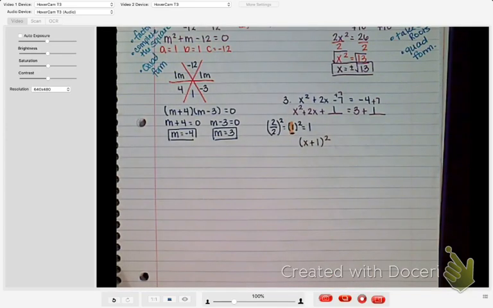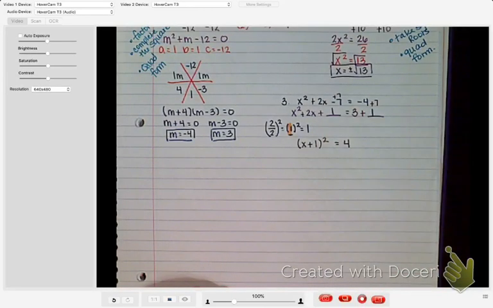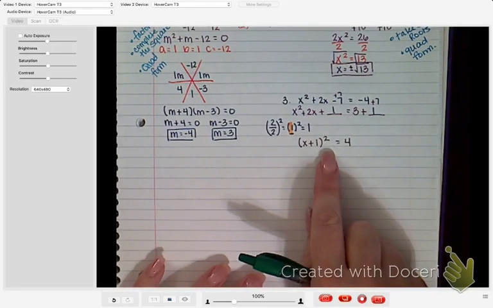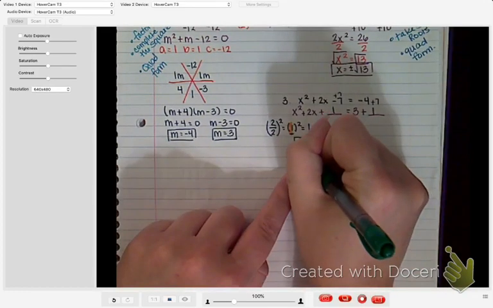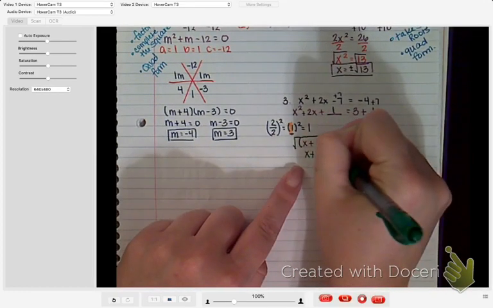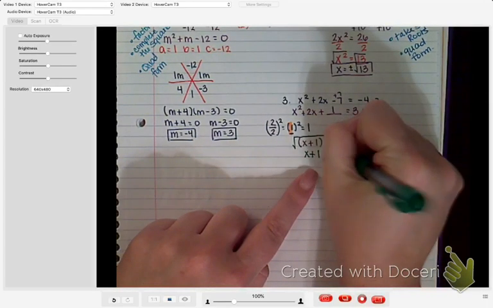And then I need to simplify the right-hand side. Now this looks like taking square roots, so I'm going to take the square root of both sides, giving me x plus 1 equals, plus or minus right away, the square root of 4 is 2.